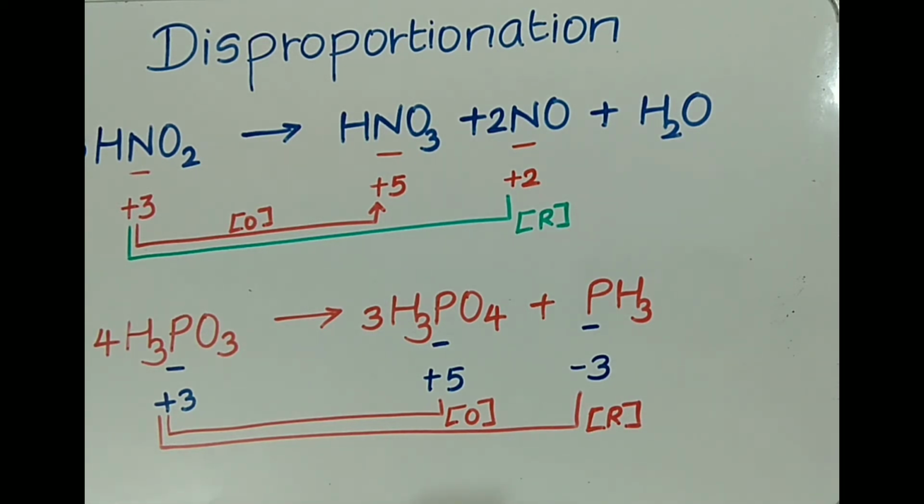So these are the examples of disproportionation reaction. Nitrogen and phosphorus undergo disproportionation reaction, but bismuth does not undergo such type of reaction because of the inert pair effect.